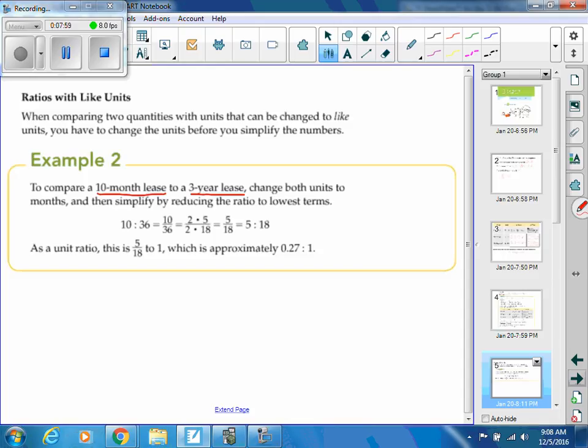Okay, so what they did was 3 years, the 36 comes from, in 3 years, well, there are 12 months in 1 year. So 3 times 12, that gives you 36 months. That's where this 36 comes from. Then they just went ahead and simplified it to 5 over 18 and divided it and got the unit ratio of 0.27 to 1.